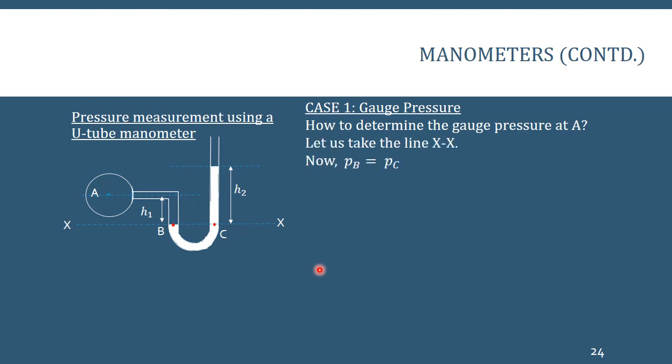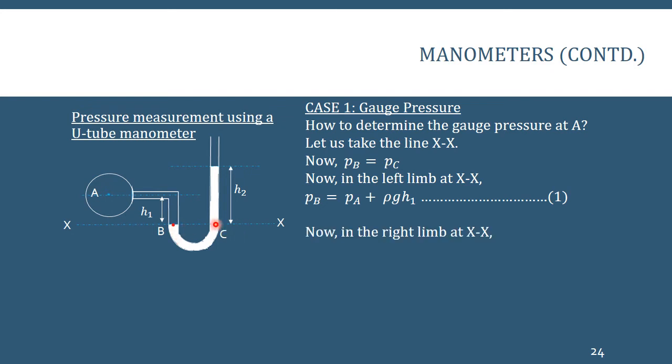Now let's take the line XX. We know that since XX is a horizontal line and B and C are both points along XX, PB will be equal to PC. Now in the left limb, that is here, PB can be written as PA plus rho G H1, because it is a distance of H1 below A. PB is given as PA plus rho G H1.